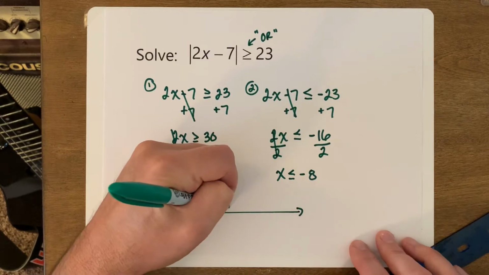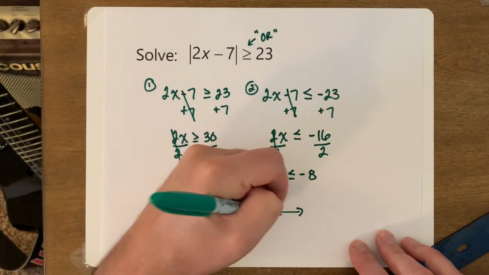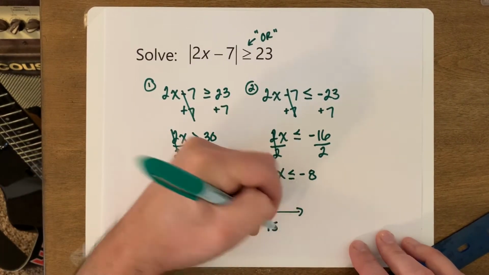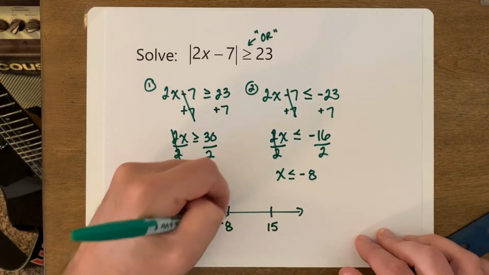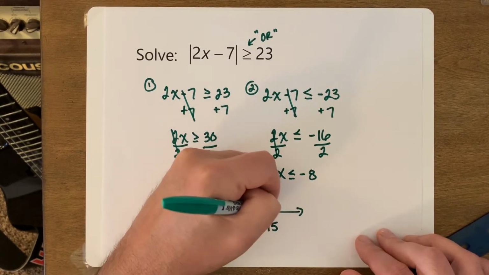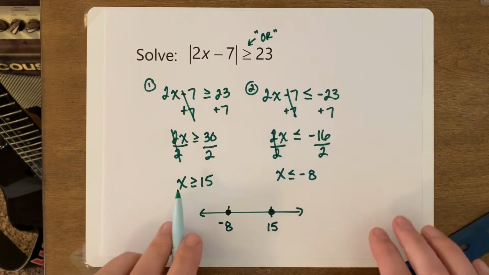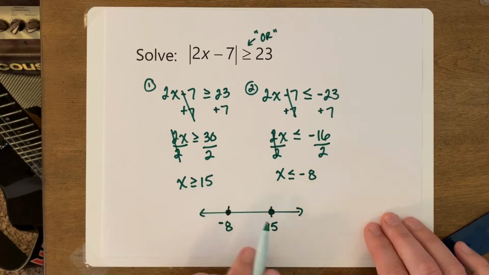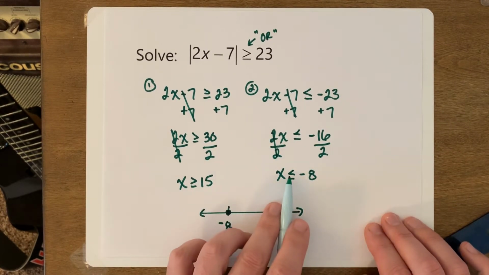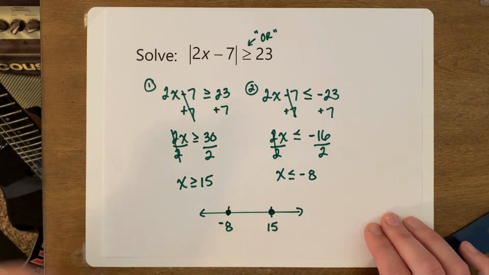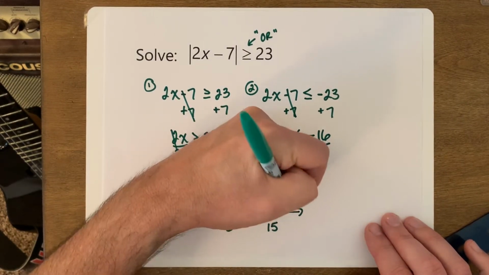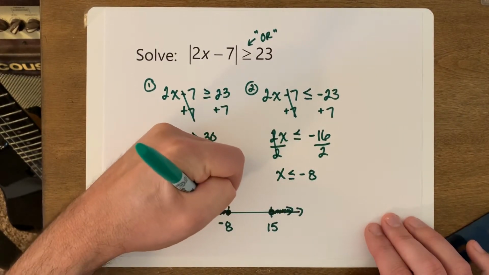And so we've got negative 8 over here. We've got positive 15 over here. Close circles on both of them. And we're going to be going away because we want all x greater than or equal to 15 this way, or all x less than or equal to negative 8 going this way. So we shade these in.